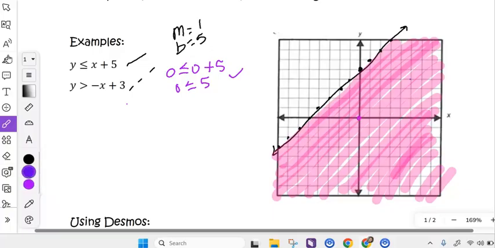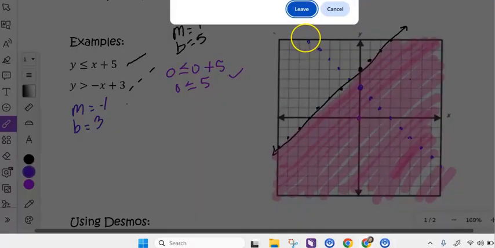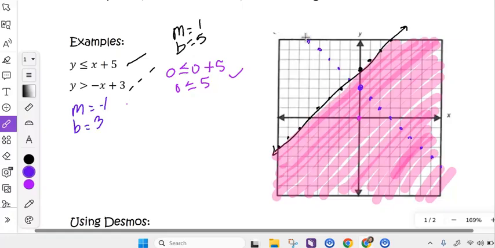Now let's go to the second inequality. y is greater than negative x plus 3. My slope is negative 1. My y-intercept is 3. So I'm going to go to 3, then go down 1, to the right 1. Down 1, to the right 1. And it's not "or equal to," so that means it is a dashed line.